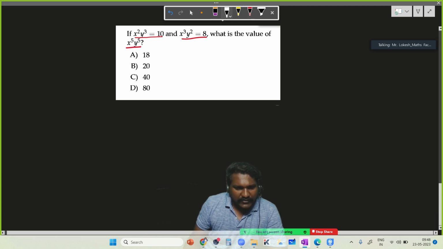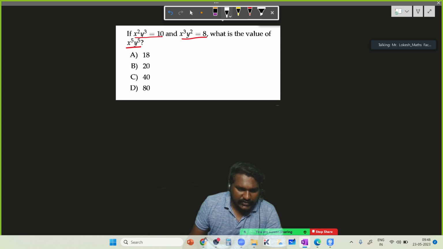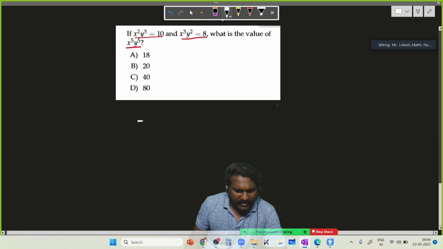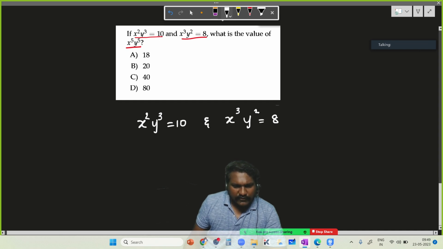Now if you observe carefully, we are not supposed to find x and y separately here, and we cannot even find them. We are not supposed to write things in terms of y or whatever, because it is very clear that x power 2 into y power 3 is equal to 10, and x cube y square is equal to 8. So we have to find the value of x power 5 into y power 5.